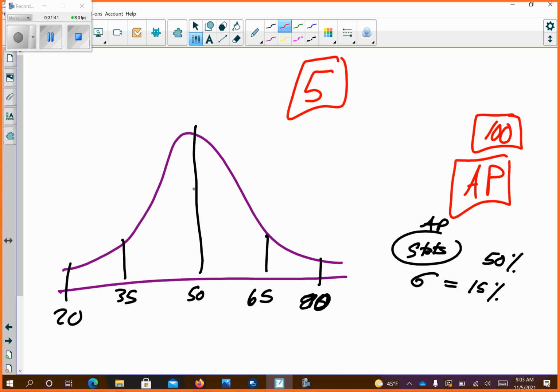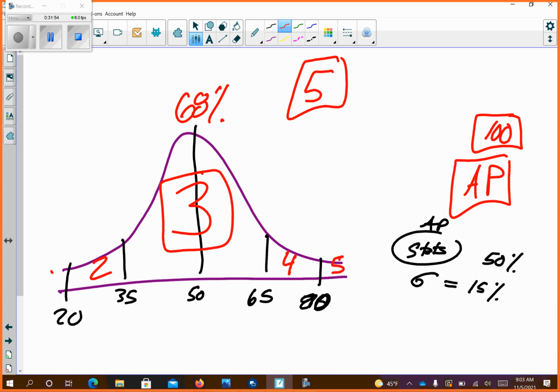Okay, so the people that are within one standard deviation, so 68% of the students that took this AP test, get a 3. The people that fell here got a 4. The people that fell here got a 5. The people that fell here got a 2. People that are over here got a 1. So basically, if you had 20 points or less on the AP statistics exam, you score a 1. It's not good enough for college credit, but it's the experience.